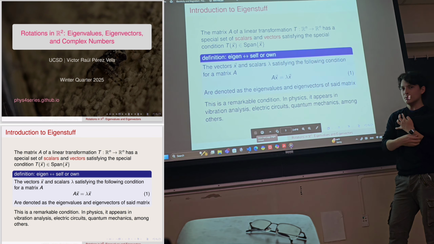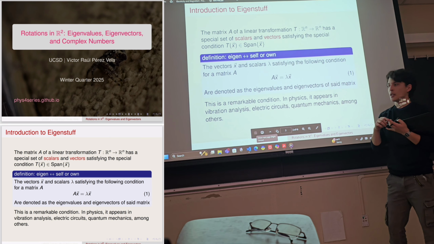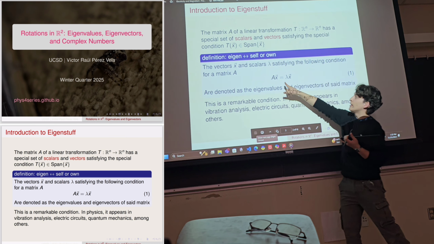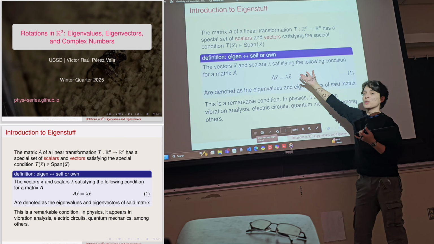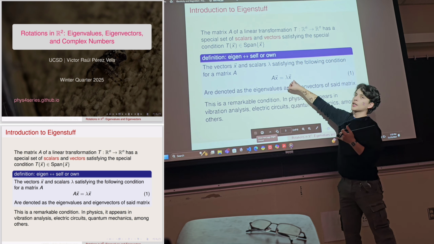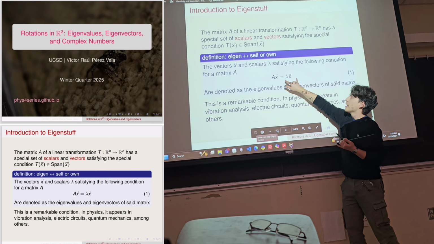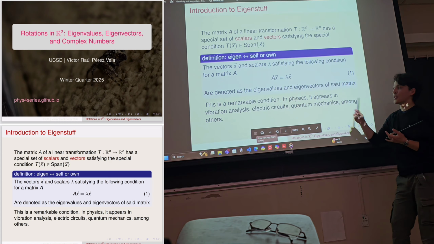Okay, we begin by explaining what eigen means. It comes from German, it means own or self. This makes sense because if this is a matrix corresponding to a linear transformation, then this vector after the transformation goes to another vector that is in the same span, it's in its own span. This condition seems arbitrary, but it's quite remarkable. It appears in many parts of physics.